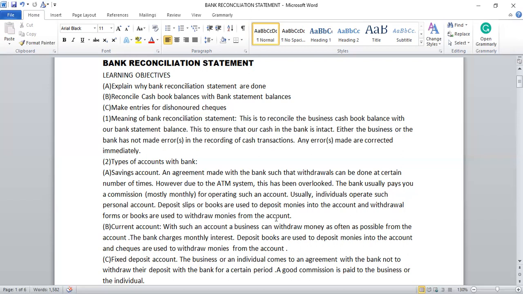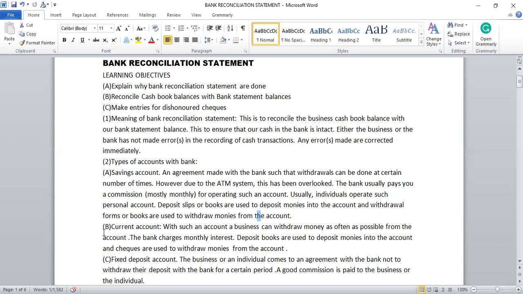Deposit slips or books are used to deposit money into the account, and withdrawal forms or books are used to withdraw money from the account. So this is the first type of account. You can open a savings account with the bank, and formerly you had a number of days that you could withdraw money from there. But now, due to the ATM system, you can withdraw money at any time. And when you do that, the bank will pay you a commission or interest on the amount that you have deposited. If you want to put in money, you use deposit slips or books, and if you want to withdraw money, you use withdrawal forms. That's the first type of account.